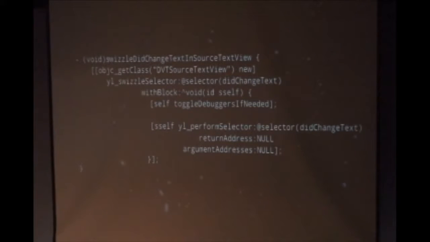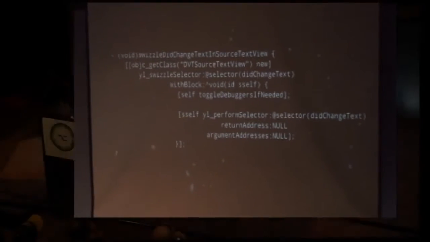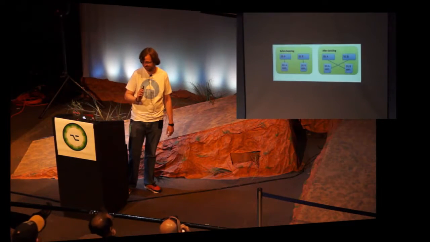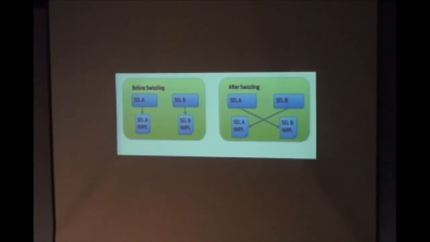And what we are doing now is we want to do something when the user types. For that, we create this little snippet here, where the didChangeText method gets replaced with our own code in the block down there, which calls toggle debuggers if needed, which we wrote earlier, and then the original implementation. Something for those who don't know what swizzling is, because we just use method swizzling for that.